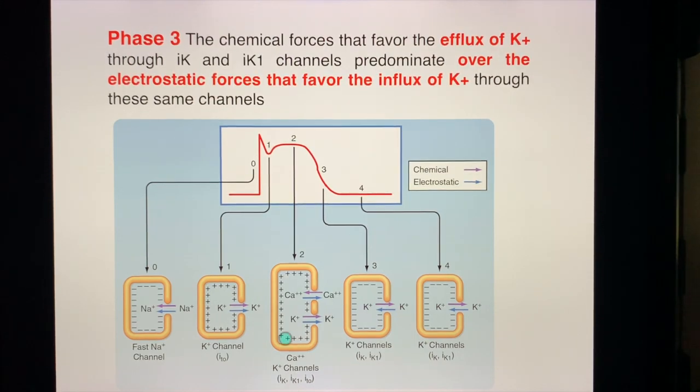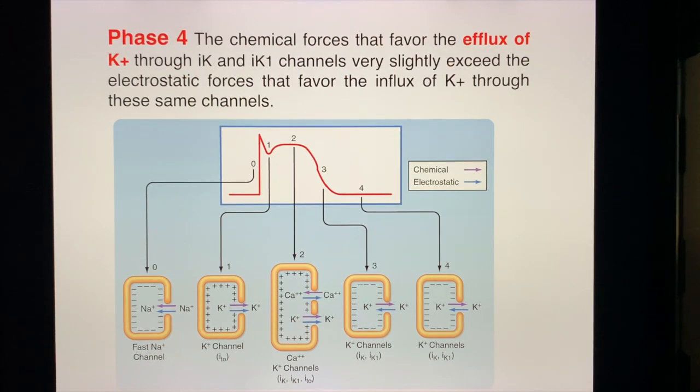Phase 3, the curve now goes down. This now favors the efflux of potassium over the influx of potassium. So 2 things happen here. Potassium going out, that's the efflux, and potassium going in. But what is favored is the efflux. Lastly, phase 4. So the chemical forces will now favor the efflux of potassium.